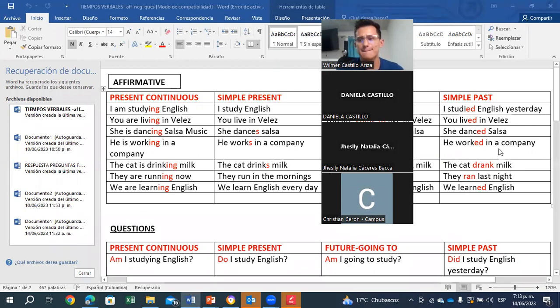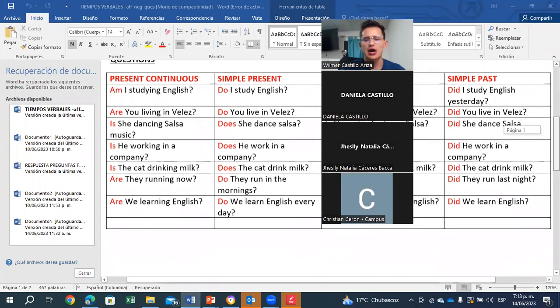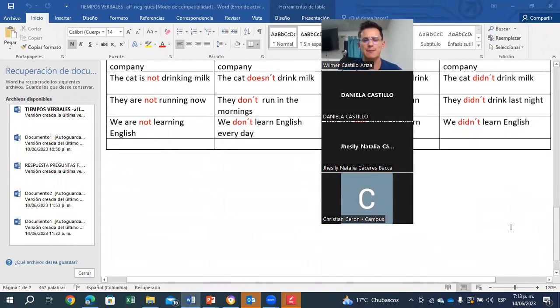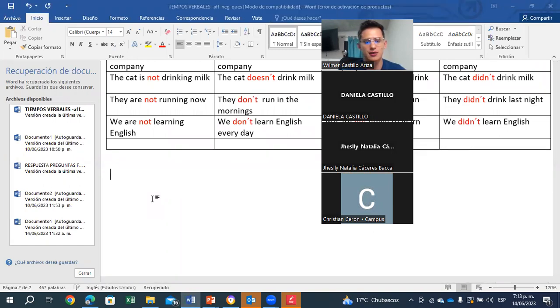tu mamá está planchando la ropa? How do you ask me that question? ¿Está tu mamá planchando la ropa? How do you ask me that question? How do you say planchar?